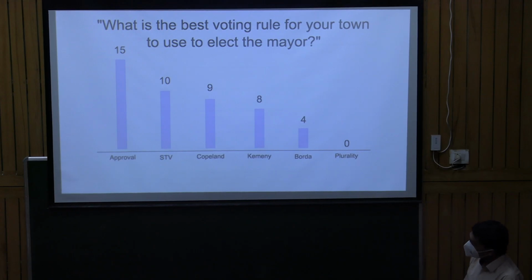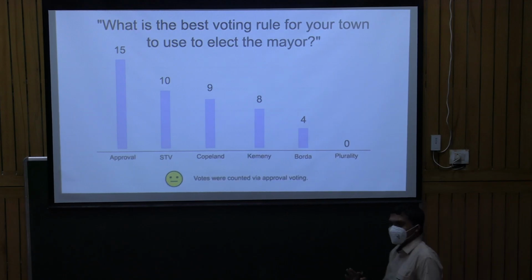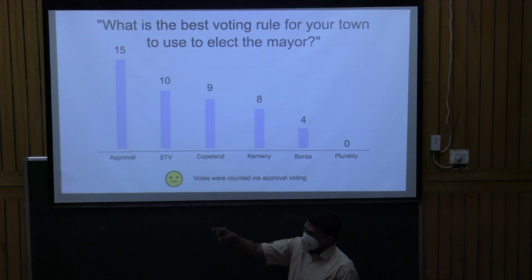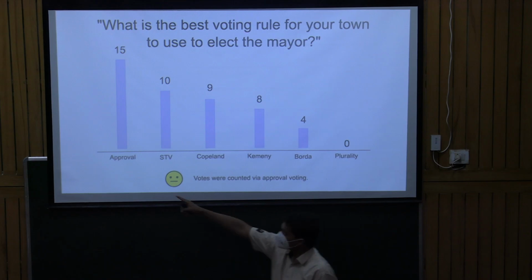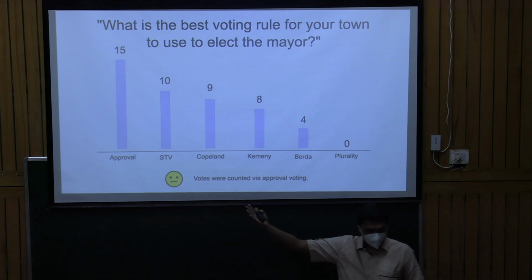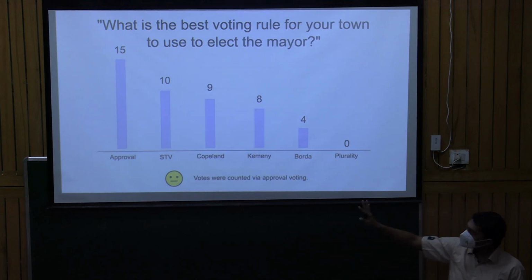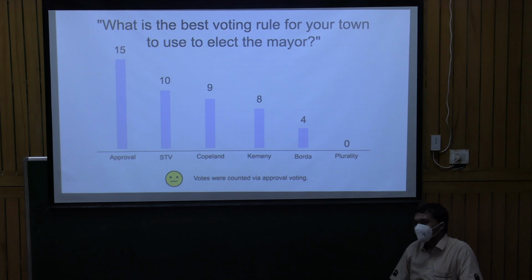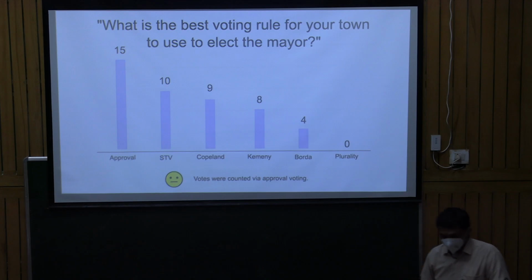So this is interesting. There was a catch though, which was that the votes were counted via approval voting. They asked people to just tick all the voting rules that they like. So approval got the most approvals, and so on. Read into it what you want, but I hope you see the problem here.